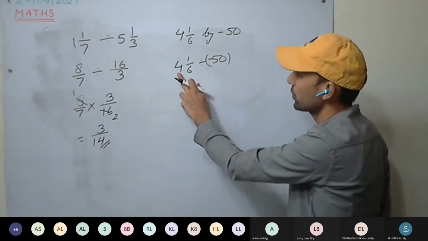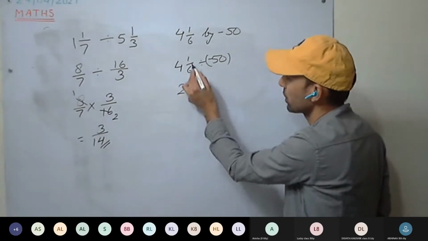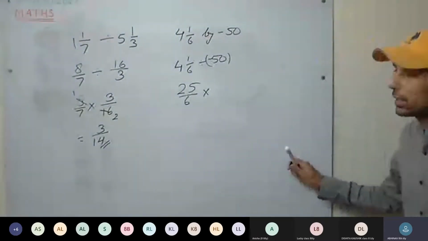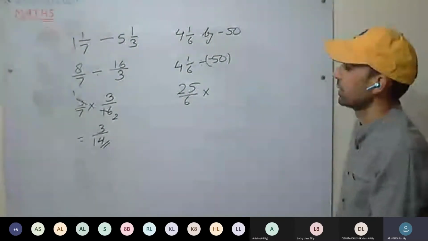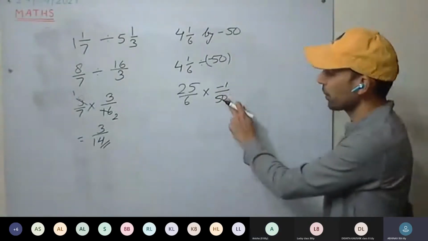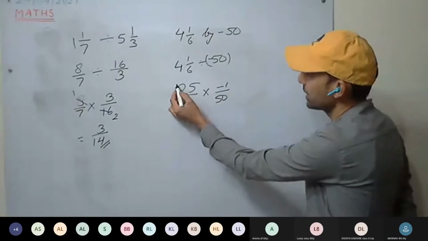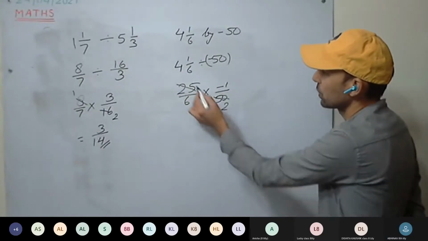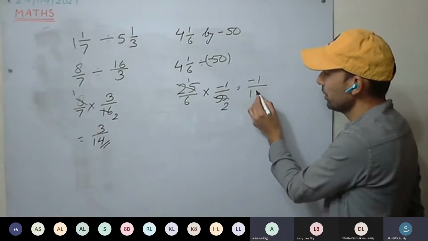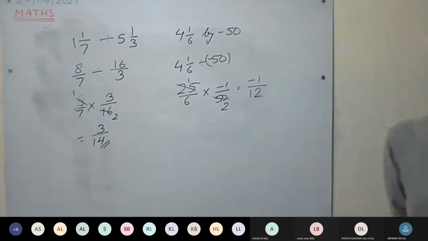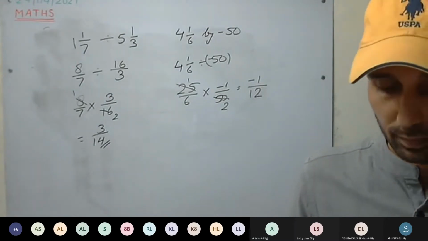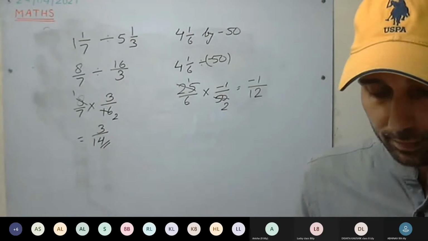So 6 4s are 24 plus 1, 25 by 6 into minus 1 upon 50. We can cancel them. 2 25s are 50. So how much are we getting? Minus 1 upon 12. Okay. Has anyone in class not understood? Okay. Next one, Lucky will tell.